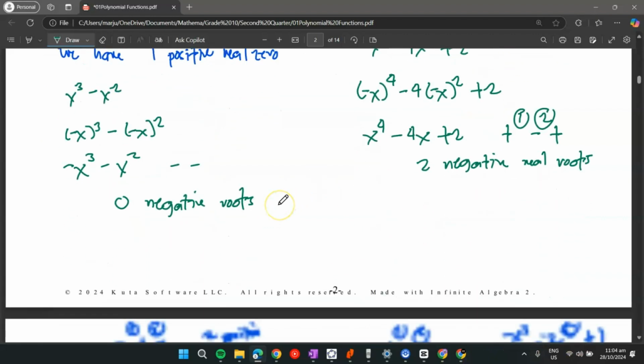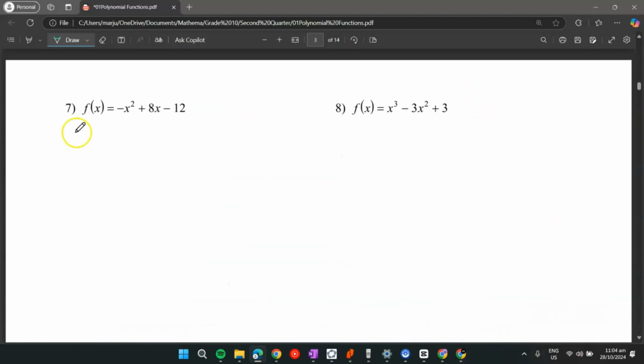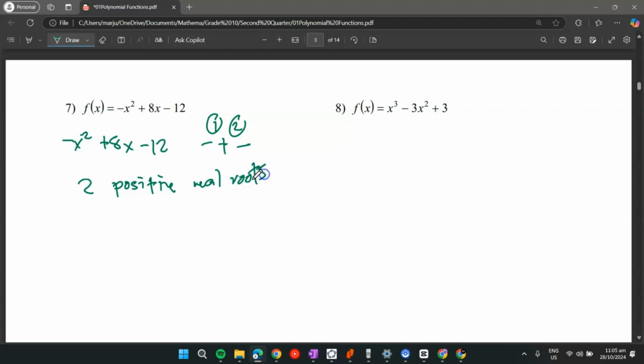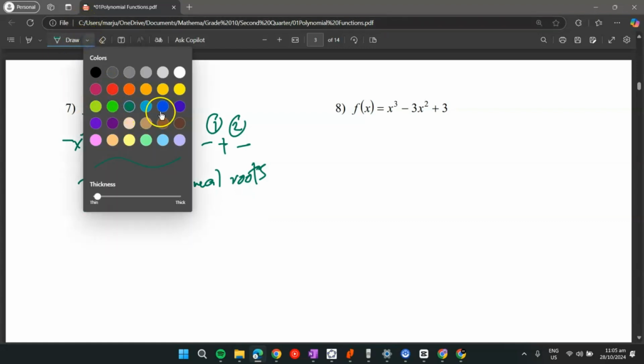Number 7. What about this one? Again, using Descartes' rule of signs, for the positive roots, we have x squared plus 8x minus 12. Again, I have negative, positive, and negative. So the changes of sign are 1 and then 2. So I have two positive real roots. I don't need to check for negative because this is a quadratic function, and I've reached my maximum. But if you want to make sure, you can do that.